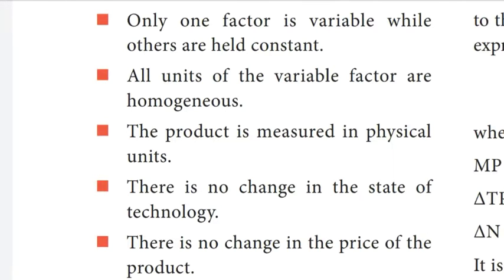Assumptions. The law of variable proportion is based on the following assumptions. First, only one factor is variable while other factors are held constant. Second, all units of the variable factor are homogeneous or identical. Third, the product is measured in physical terms or physical units. Fourth, there is no change in the state of technology. Fifth, there is no change in the price of the product.